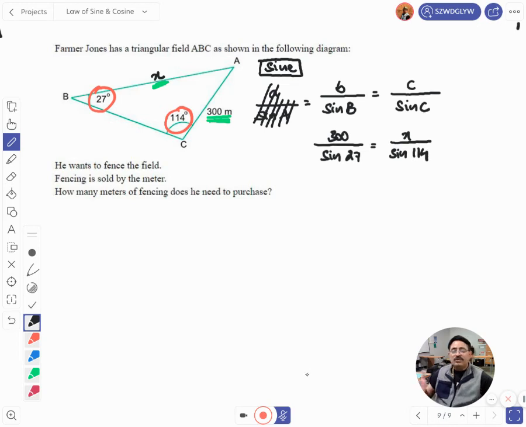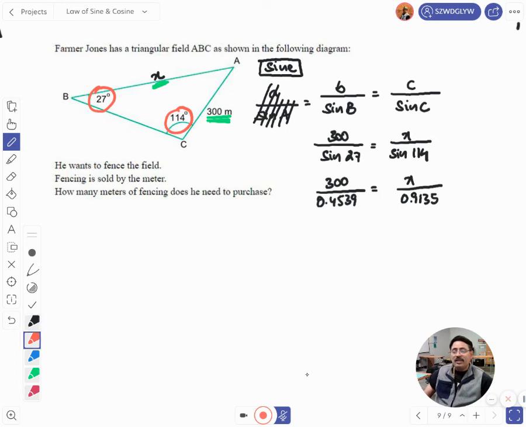Okay. This question has two parts. That's the reason I'm spending much time on this. So let me plug in these values. 300 over, what is sine 27 means? I'm making use of my calculator. Sine 27, which is 0.4539 equals x over sine 114. My apologies, it is 114. Then it is 0.9135.